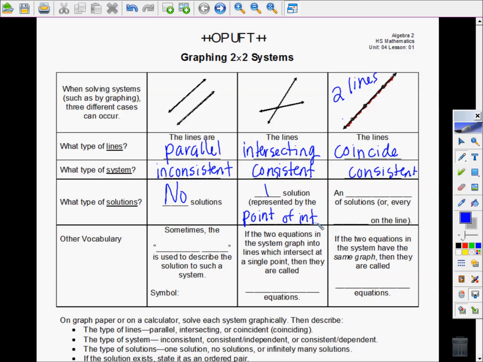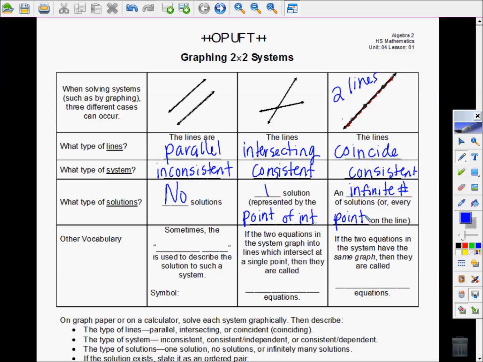Okay. Infinite. Coincide lines have an infinite number of solutions. Infinite, or every point. So every point on the line is a solution.